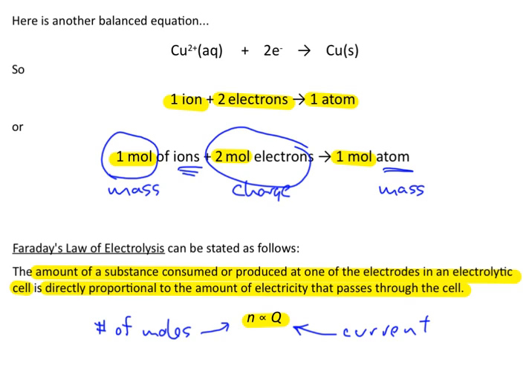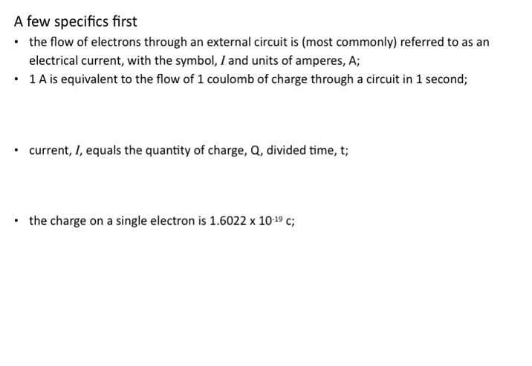So basically look at Faraday's law as a link between the charge in terms of electrons that are transferred and a mass, and that could be mass of ions in the solution, mass of atoms that are produced or utilized if the electrode's being utilized. Okay? So let's go over a few specifics first.